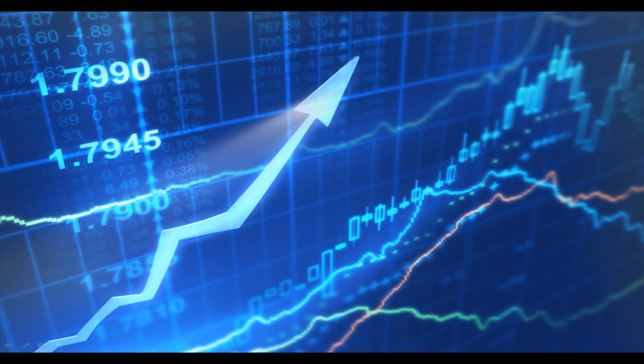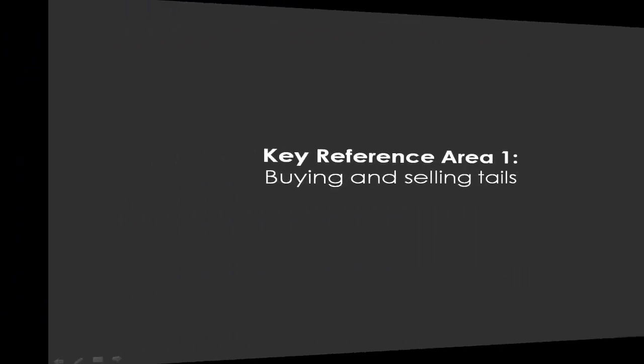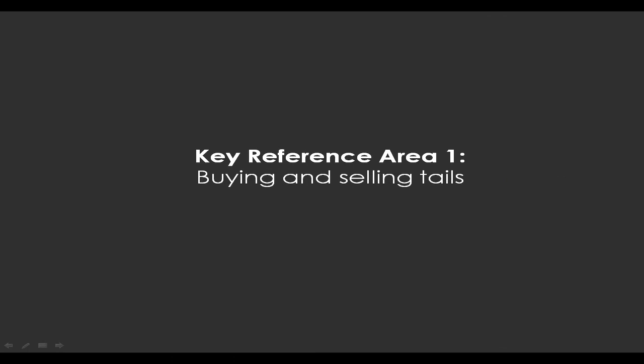So let's get right into these key reference areas. There are four major ones that we use in our trading and that make market action easier to decipher. And that first key reference area is what's called buying and selling tails. So let's get into it in the price chart.